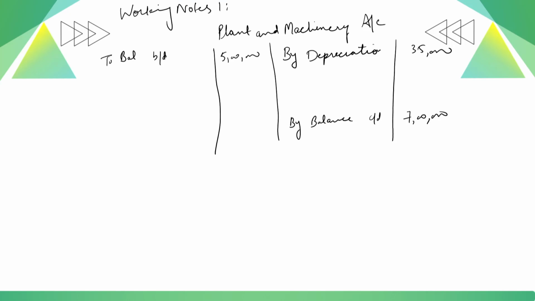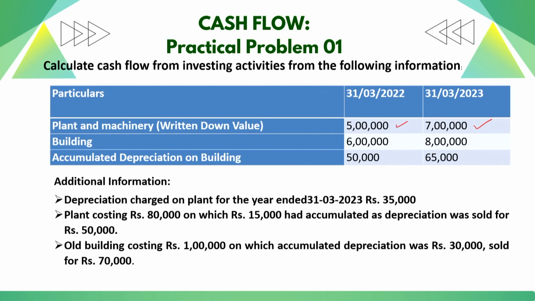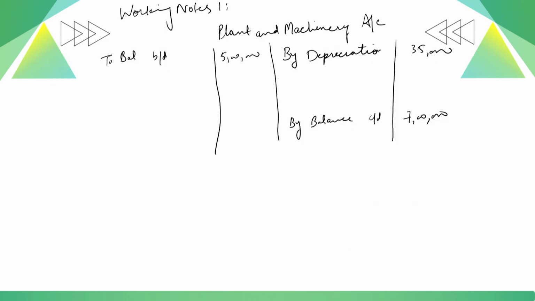And in the second adjustment we are given the information that plant costing rupees 80,000, on which 15,000 had accumulated as depreciation, was sold for rupees 50,000. So going with this, we know we have received a cash of 50,000. So we will put on the credit side, by cash, that we have received as sale proceeds, 50,000.